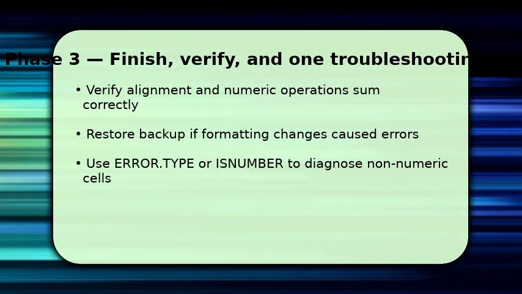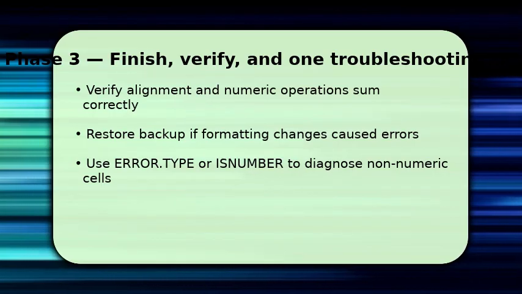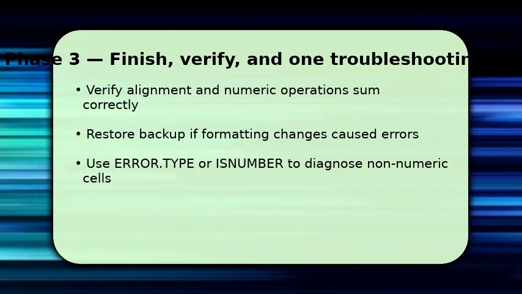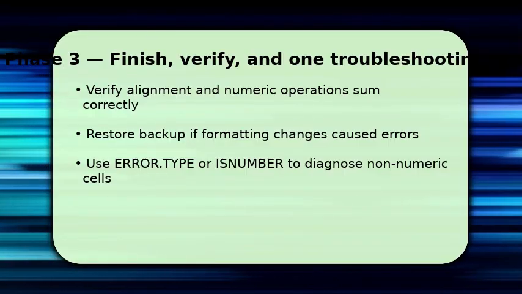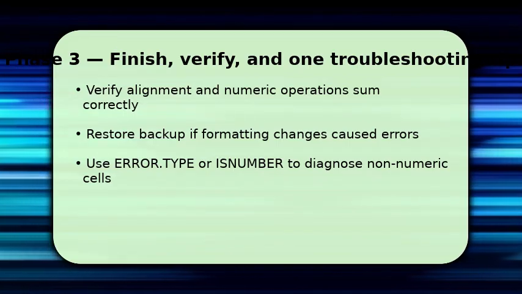If something breaks, restore the backup you made at the start and reapply steps selectively so you isolate the offending range. For stubborn cells, use isNumber to find non-numeric entries and then correct them with value or manual edits. If formulas return unexpected results, check locale and decimal separators. Changing file settings often helps.